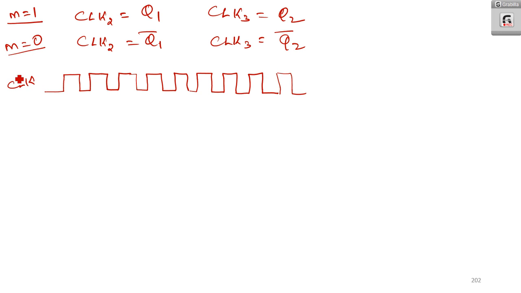This is the clock applied to flip-flop number 1, that is the clock of T1. Now again I am going for negative edge triggering, so I should take these edges. Negative edge triggering means when the transition of the clock happens from 1 to 0. So I am taking those edges here.